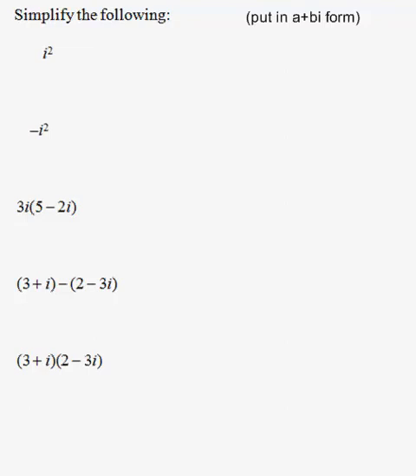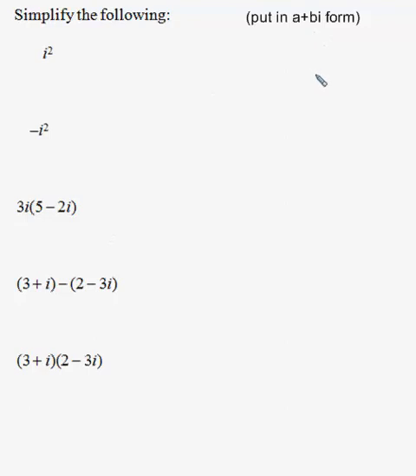Problem, we are to take each of the following expressions and simplify them by putting them in a plus bi form. So it turns out whenever you take a complex number and you square it, or you take two complex numbers and you multiply them, subtract them, or add them, the result is another complex number, and it can always be put in a plus bi form.